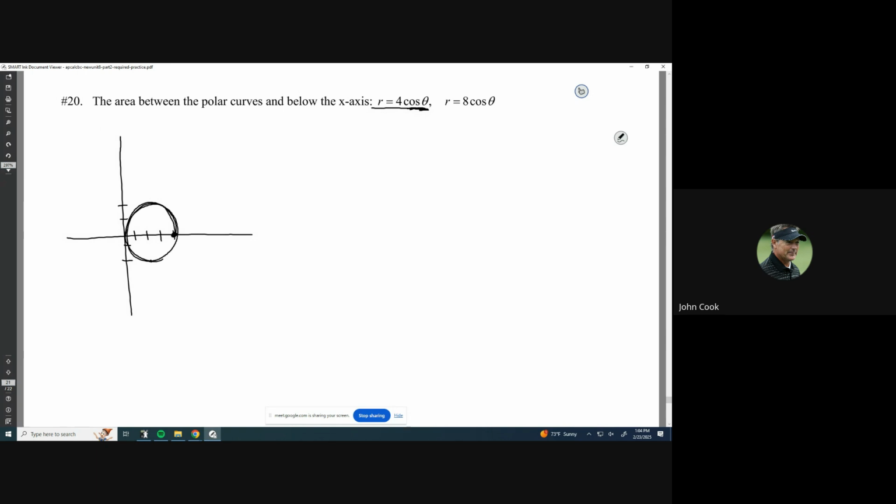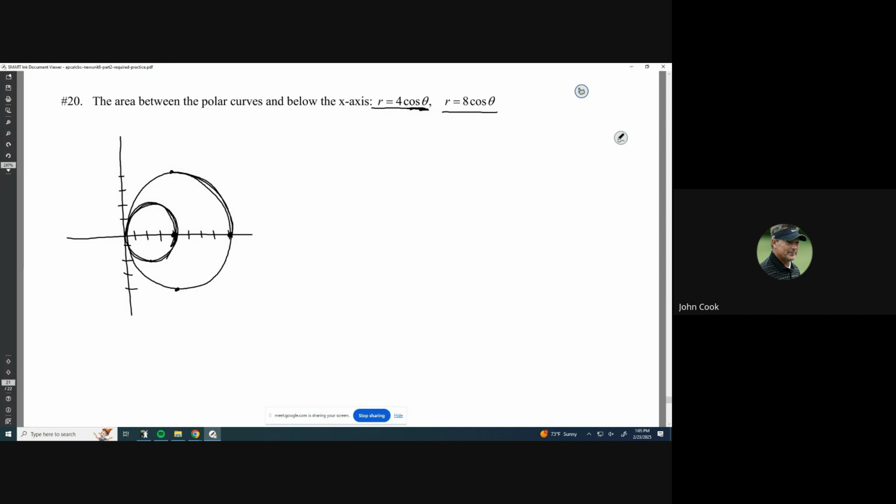And then this one is going to have a radius of 4, and it goes all the way up to 8. So 4, 5, 6, 7, 8. All right, 0 degrees, 90 degrees, and then back to 180. There we go. Okay, so those are 2 circles. That's a little bit better, but there you go.